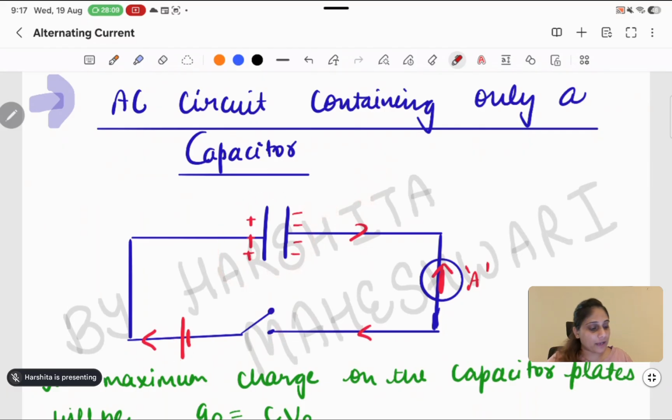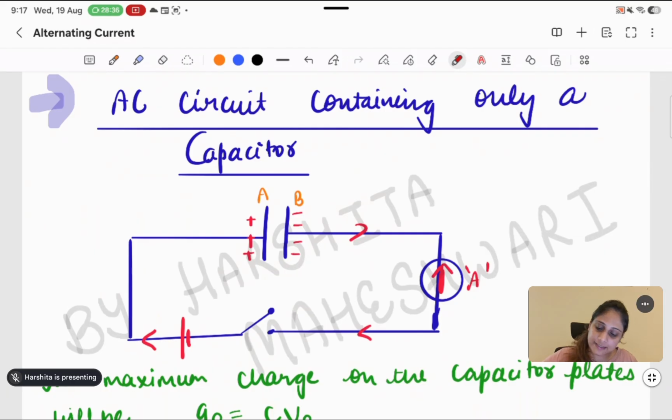Now, as soon as the circuit is closed, electrons will start flowing like that to the first plate. Let's suppose I'm naming this as A and this as B. So it will start flowing from A to B. Now, the plates A and B will start to acquire the positive and the negative charges respectively. So the capacitor will progressively get charged by some value.